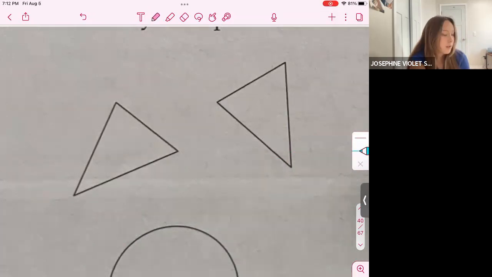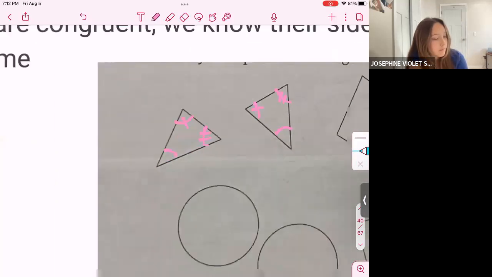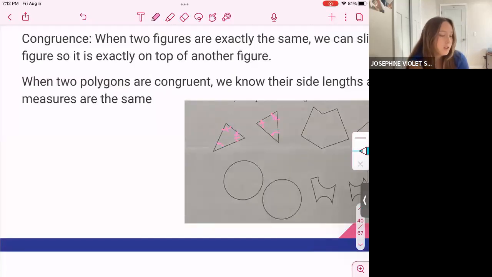And the other thing we know is that their angles are the same. So in this case, we know that these two angles are the same. We know that these two angles are the same. And we know that these two angles are the same. So there's a lot of problems that we can do with these things.